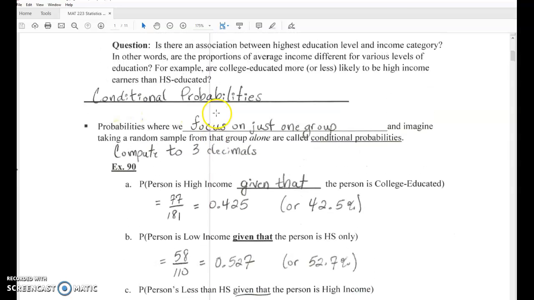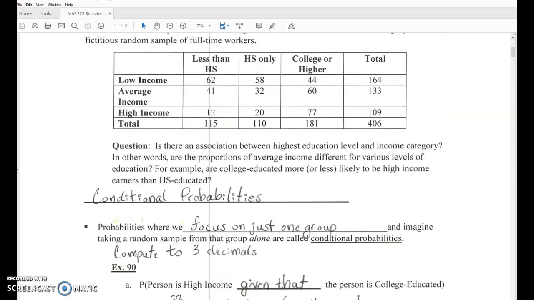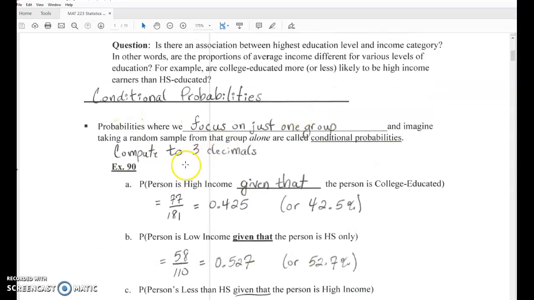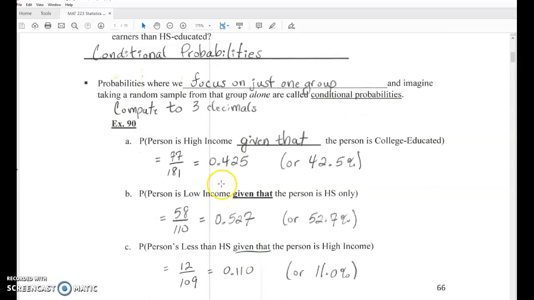So if you go back up to the table, if you look at the college educated group, which is just this column, college or higher, and we look at how many of them are high income, it's 77 high income people in the college educated group, which has 181. We don't look at the whole 406. We only look at the 181 that are in the college educated group. So 77 out of 181 is the probability that a person is high income given that, in other words, given that we know the person is college educated. That is equal to 0.425, 77 out of 181, or 42.5%.